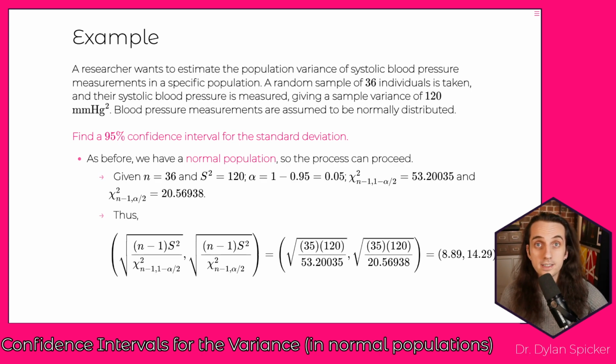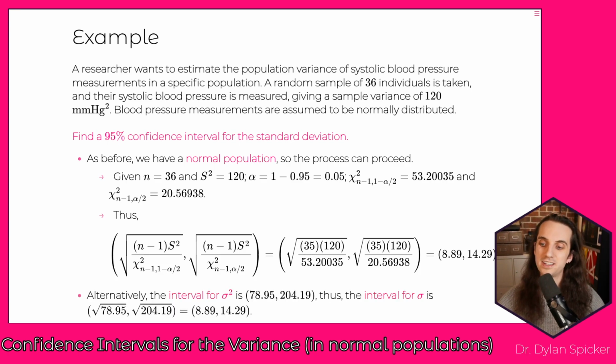And so we could plug directly into this formula, right? And so we take the formula with the square roots. We end up taking the square root of 35 times 120 over 53, and the square root of 35 times 120 over 20, and that gives us 8.89 up to 14.29. And so if we want a confidence interval for the standard deviation in this case, that confidence interval is given by this 8.89 to 14.29.